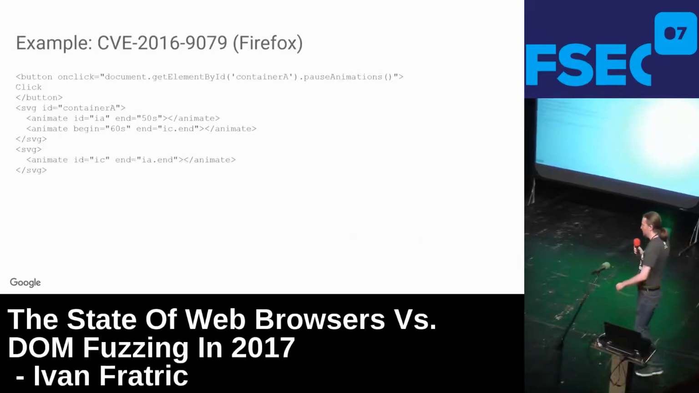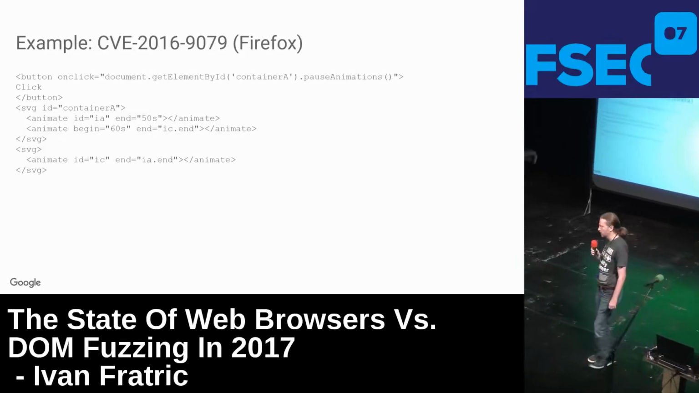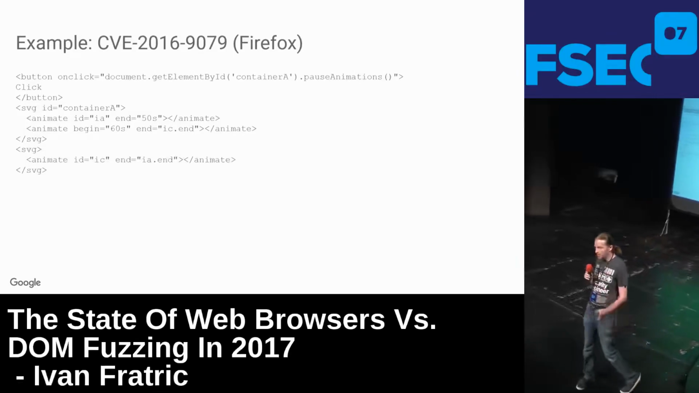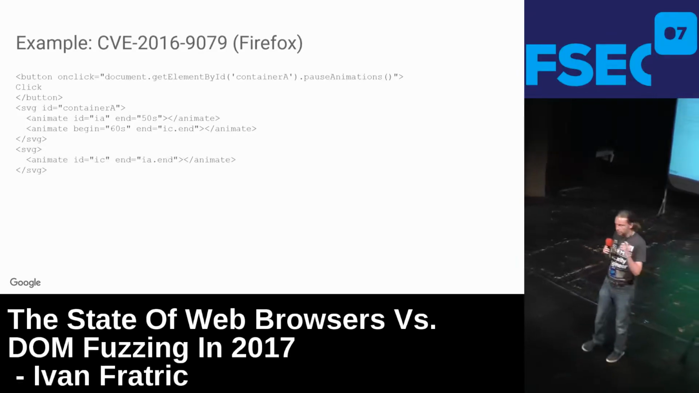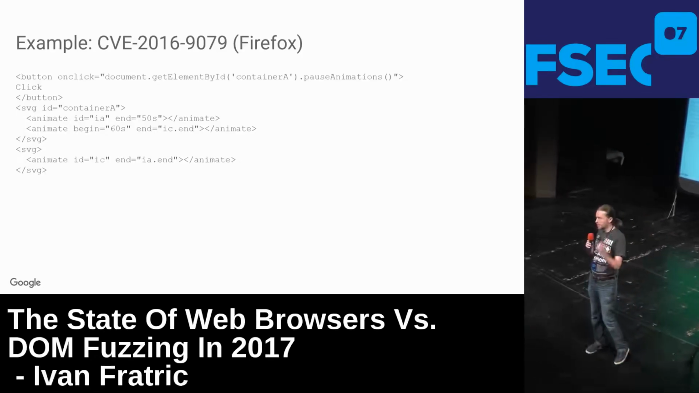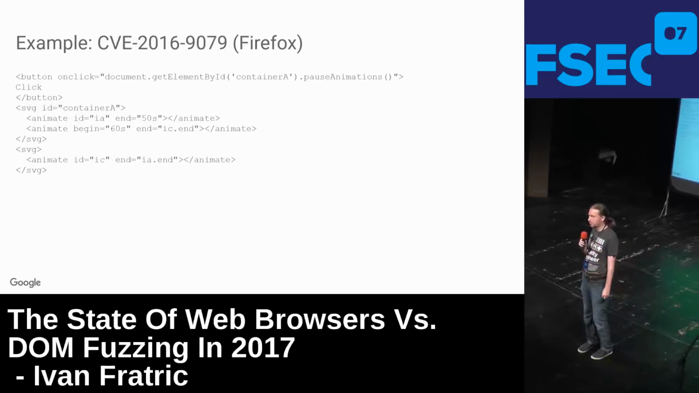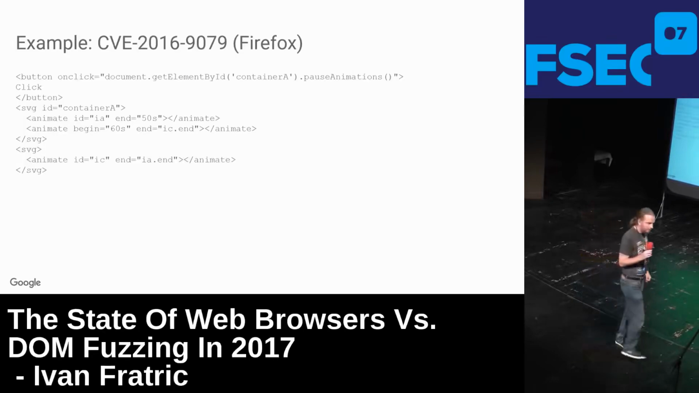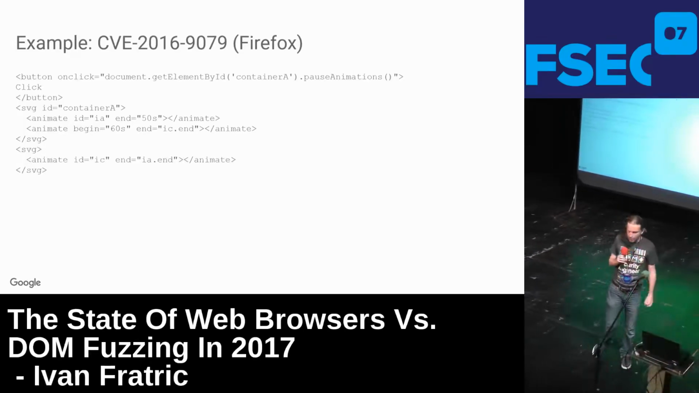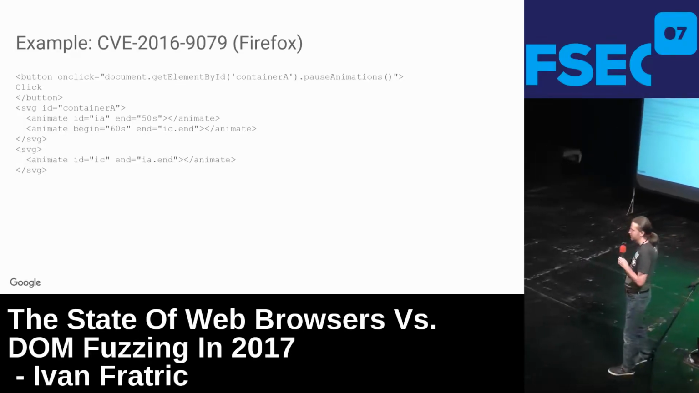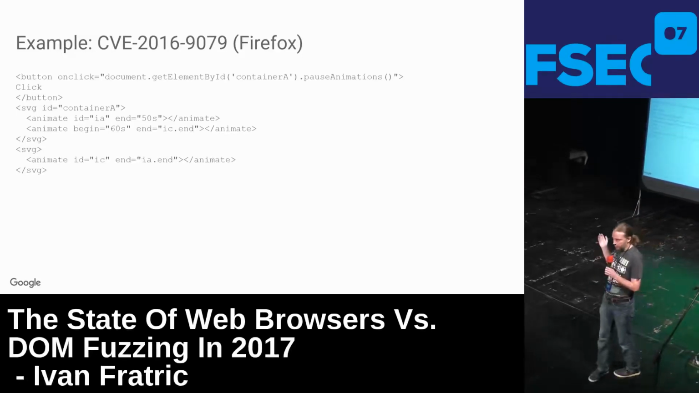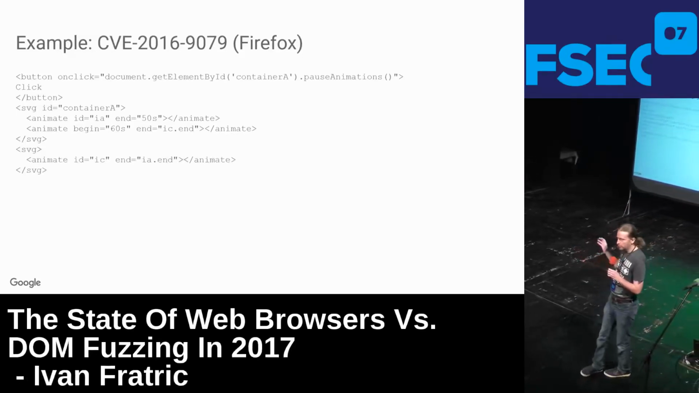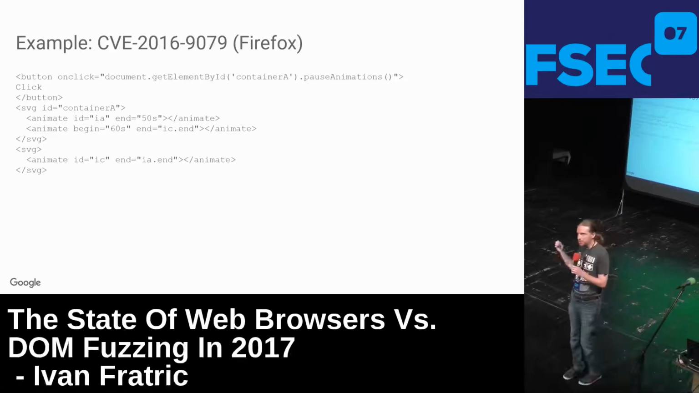Right, so what do these DOM vulnerabilities actually look like? And here I have a small example, which is code that triggers the bug that was used against Tor browser users. We won't be going into the details of the vulnerability here, but what I want to draw your attention to is the general structure of the sample that triggers the bug.